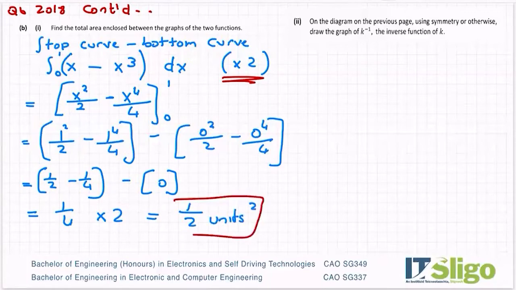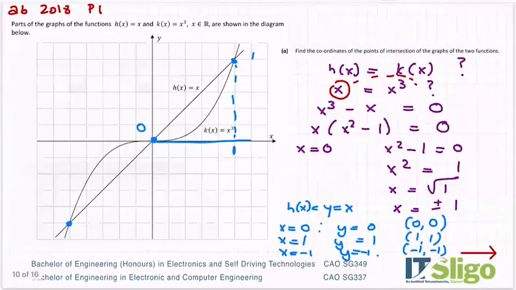That's what I get for the area between the graphs of the two functions. Okay, this was a quarter units squared. And of course, this is a quarter units squared.